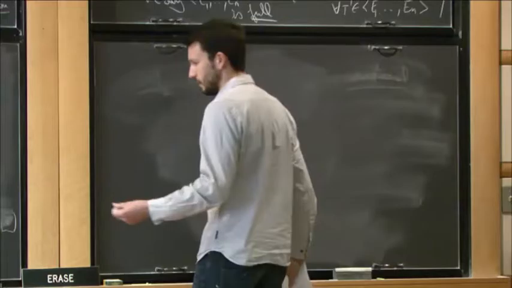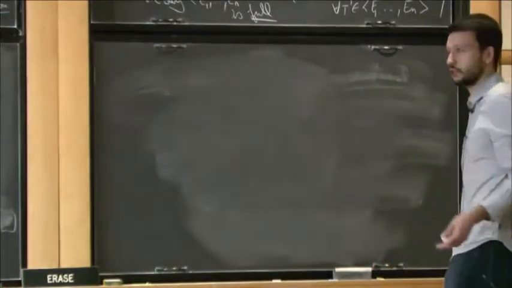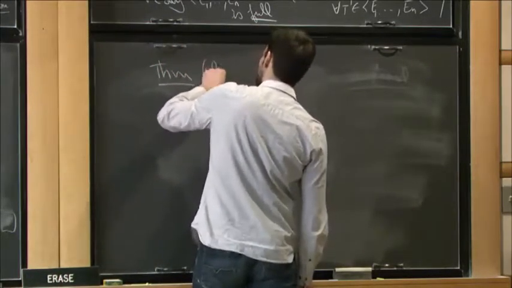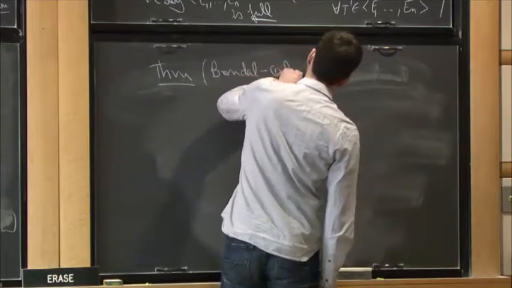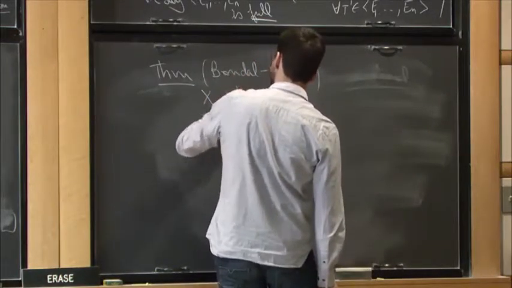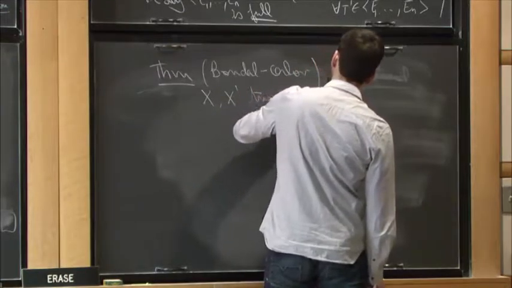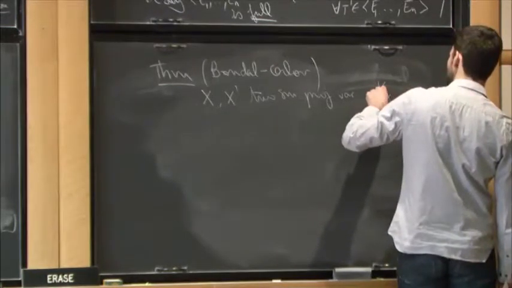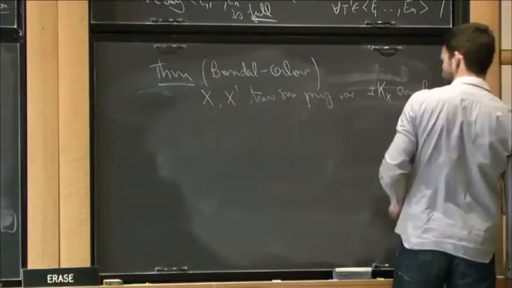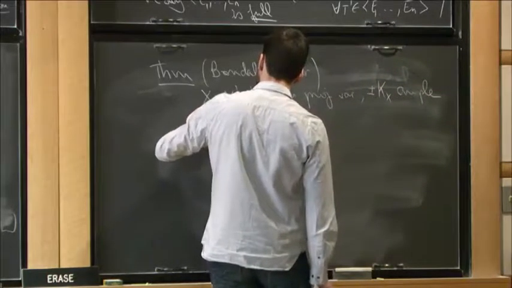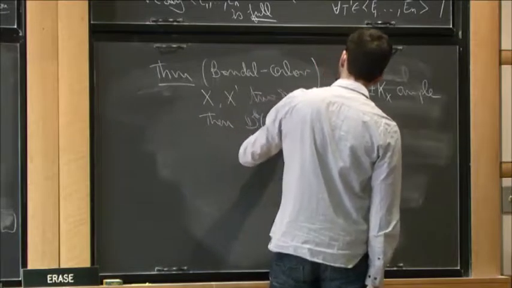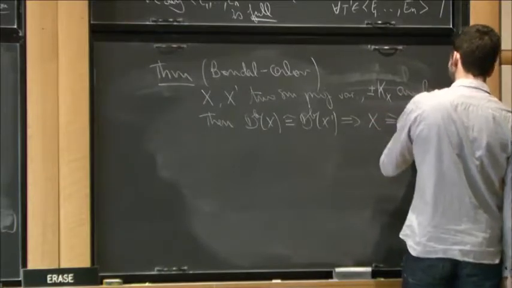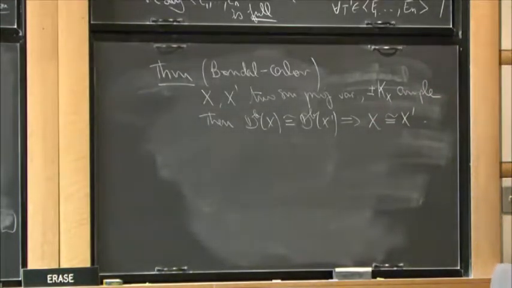Okay, yeah, so at that point, maybe I should mention that D^b of X captures a lot of the geometry of X. You can see it through the very famous theorem of Bondal and Orlov, which says that if you have X and X prime, two smooth projective varieties, such that plus or minus K_X is ample, then D^b of X equivalent to D^b of X prime implies X isomorphic to X prime.